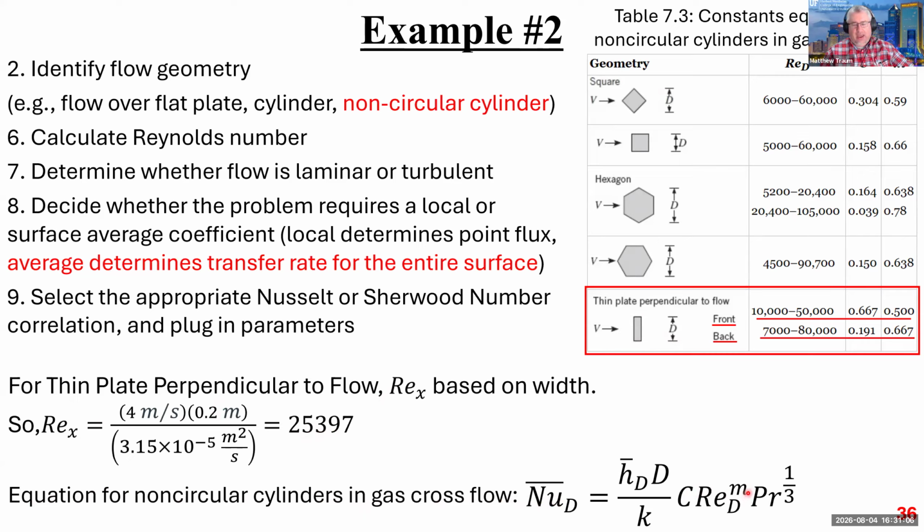So it turns out that we have a table that gives us, for a range of Nusselt numbers, the C value and the M value. Our Nusselt number is 25,000. It falls right in this range for the front, and it also falls in this range for the back. And so we can now calculate the Nusselt number for the front and the back just by pulling the appropriate C and M for the front and the appropriate C and M for the back. Okay, so that's what we're going to do.